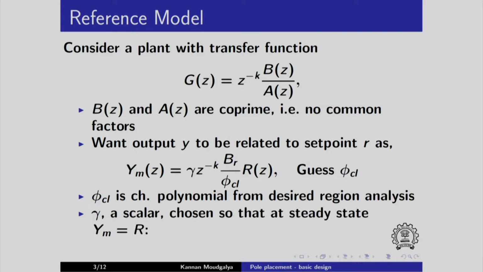Gamma is a scalar. It is chosen so that at steady state this ym, the plant output, will be equal to the reference or the set point signal. What does it mean? It means this transfer function should be 1 at steady state. In other words, this gamma should be the reciprocal of this at z equals 1, because at z equals 1 you do not have to worry about this. It is just the reciprocal of this factor, so we get this term.